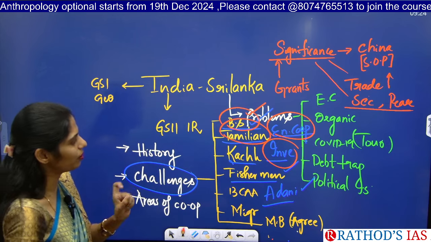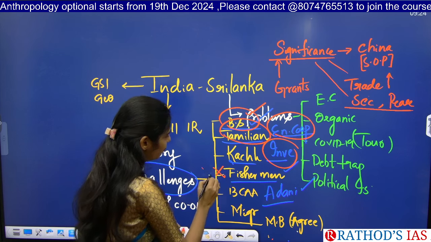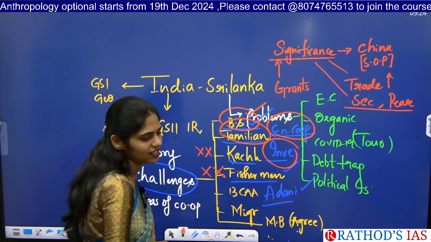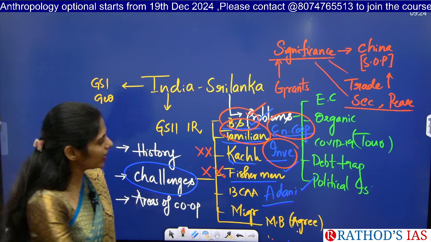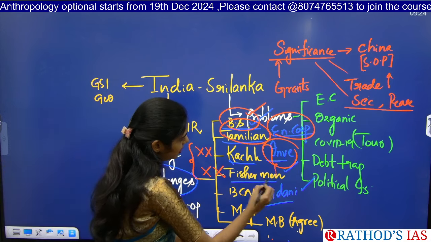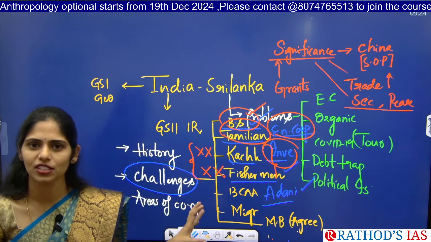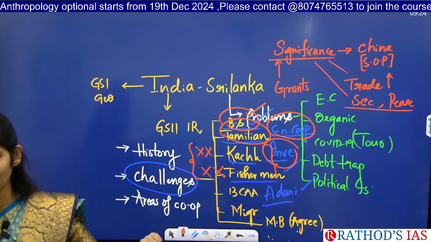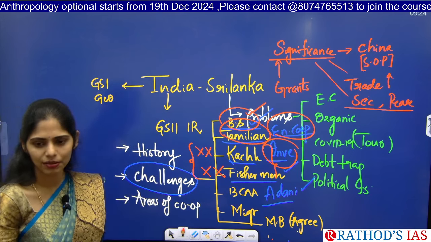Next, one important problem here is they are not at all talking about the fishermen issue as well as the Katchatheevu Islands issue. Always this issue will be in the news, right? But they are not willing to talk about this fishermen issue. So this will be one cause of concern in this India-Sri Lanka meet.